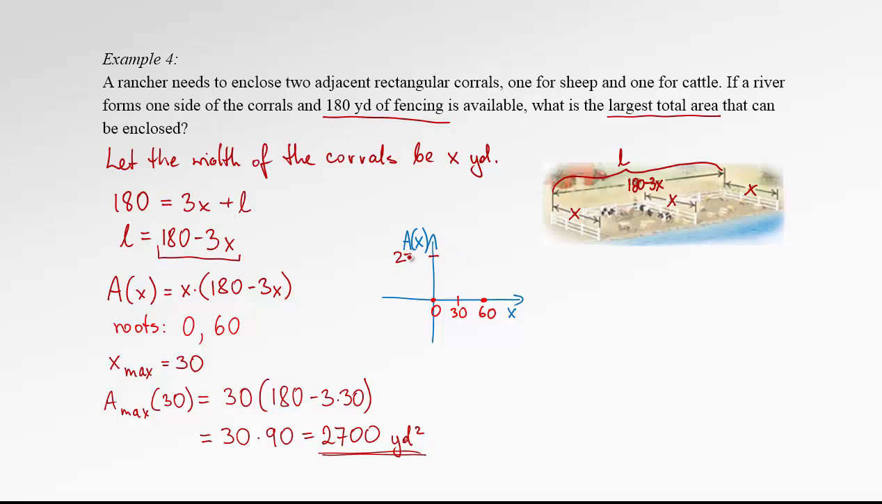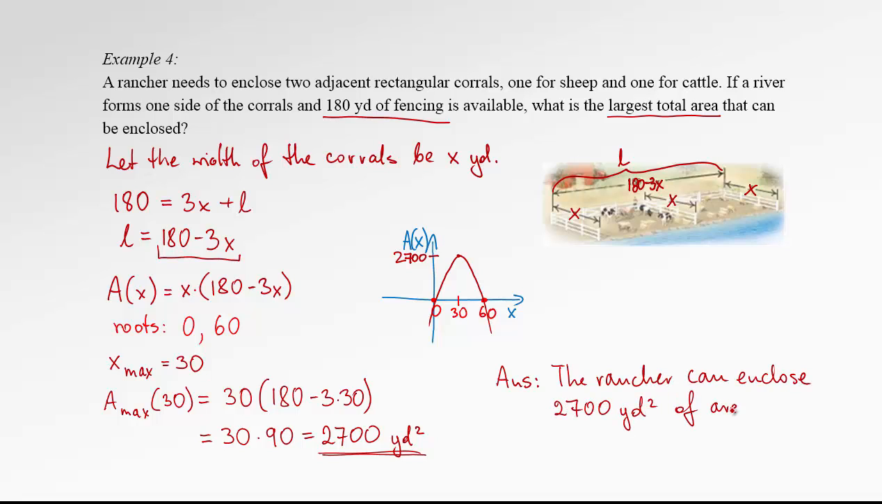Let's say 2700 is somewhere here on our sketch. So that will be our vertex, and the parabola goes somehow like this. Okay, so now we are ready to give the final answer. The rancher can enclose 2700 square yards of the area.